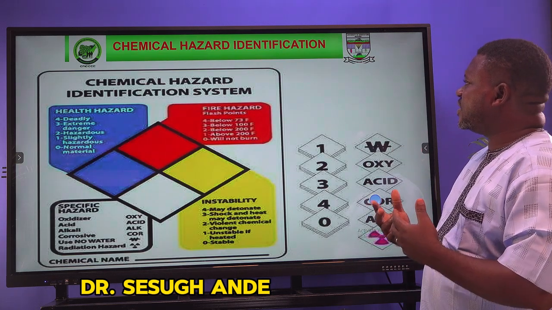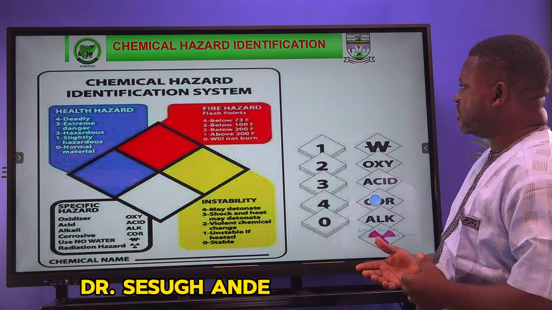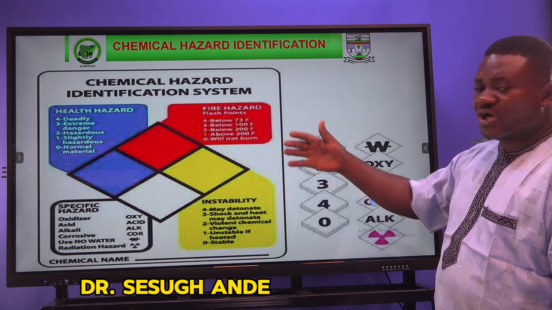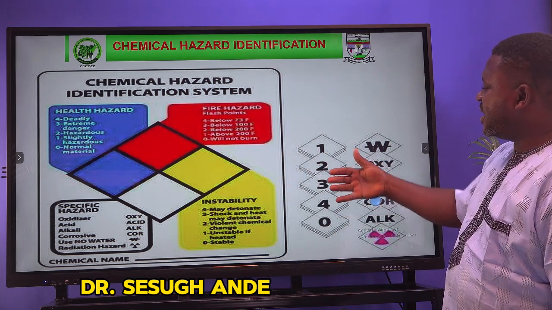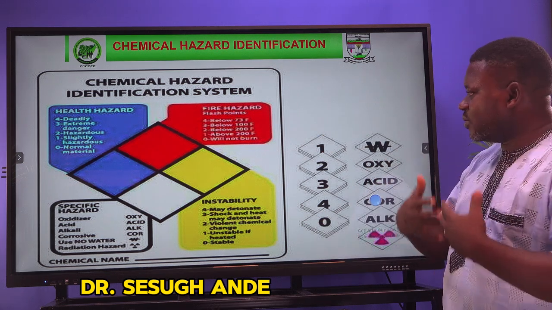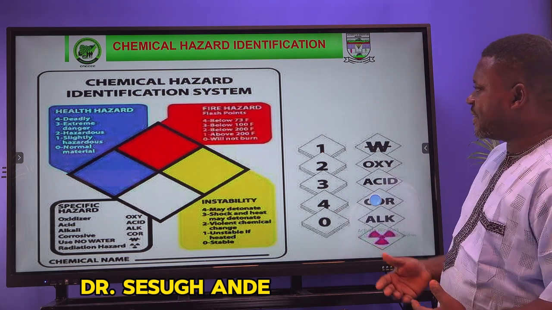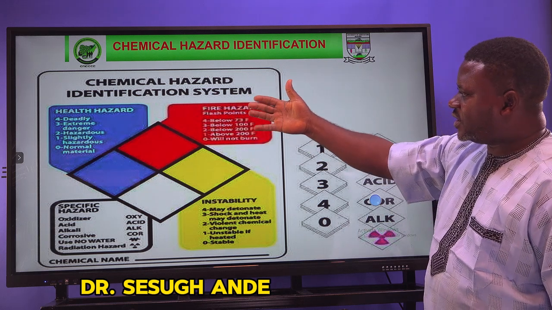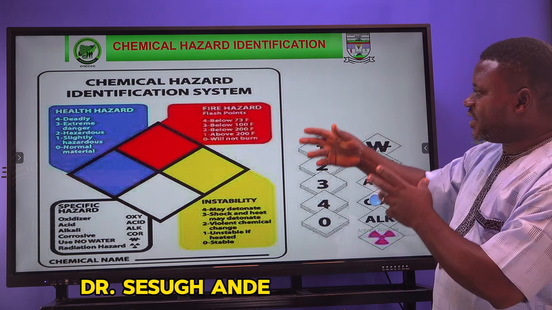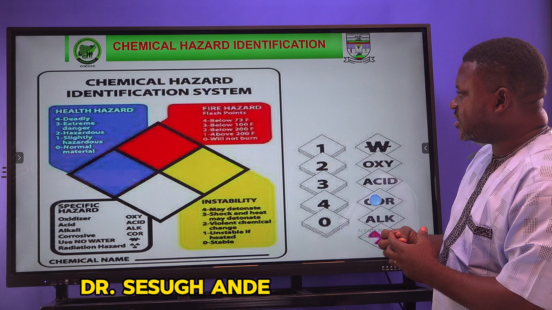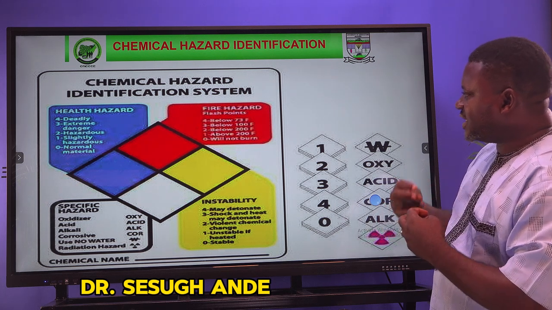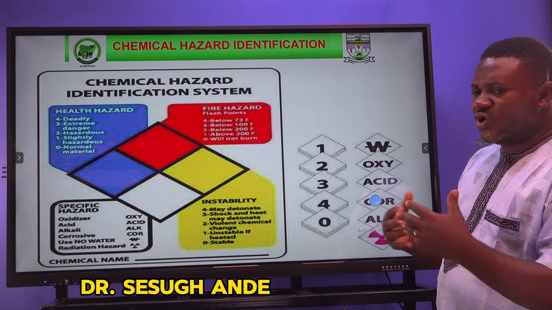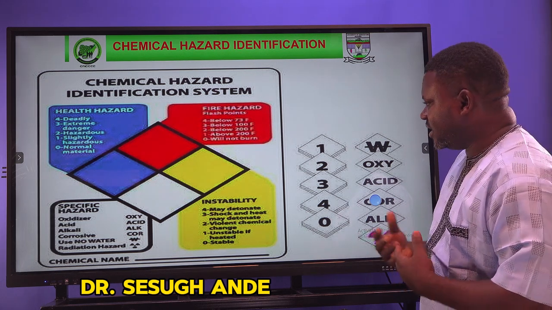This is the chemical hazard identification. It's a system that helps us to know how toxic or how corrosive a particular hazardous material is. For instance, you have the health hazard. It's given a number 4. It means deadly. You have 3, which means extremely dangerous. You have 2, hazardous, 1, slightly hazardous, and 0 represents a normal material that does not cause any harm, for instance.